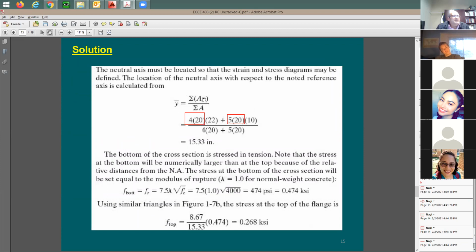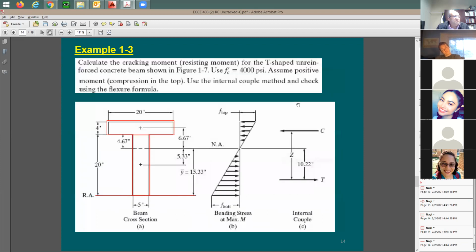You multiply this by the distance from the bottom reference axis to the centroid of each one of these sections. So what do I mean? Where is the centroid of this first section?